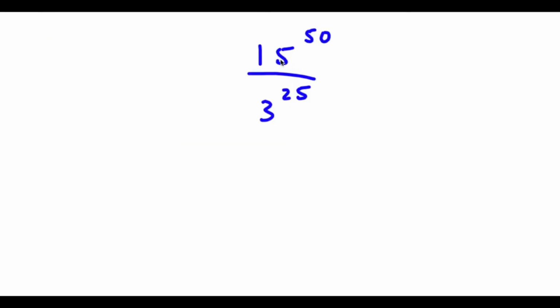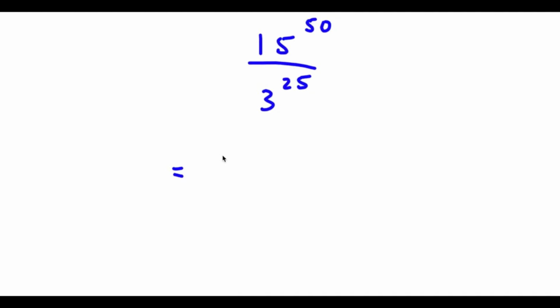All right, so I have 15 to the power of 50 over 3 to the power of 25. Now 15 here, this is the same thing as 5 times 3. So now I have 5 times 3 to the power of 50 over 3 to the power of 25.